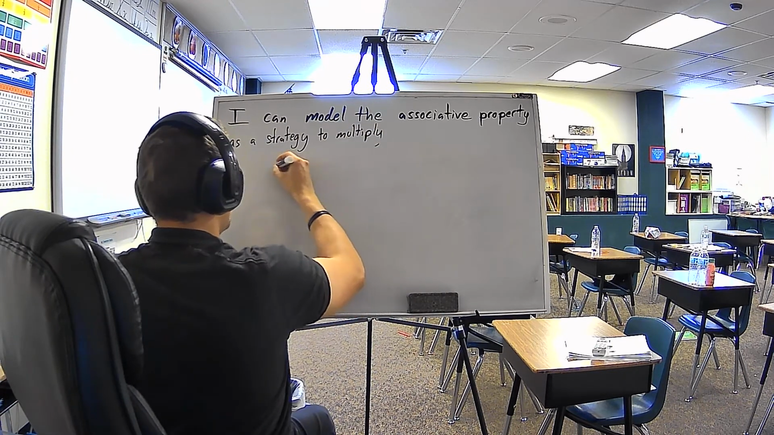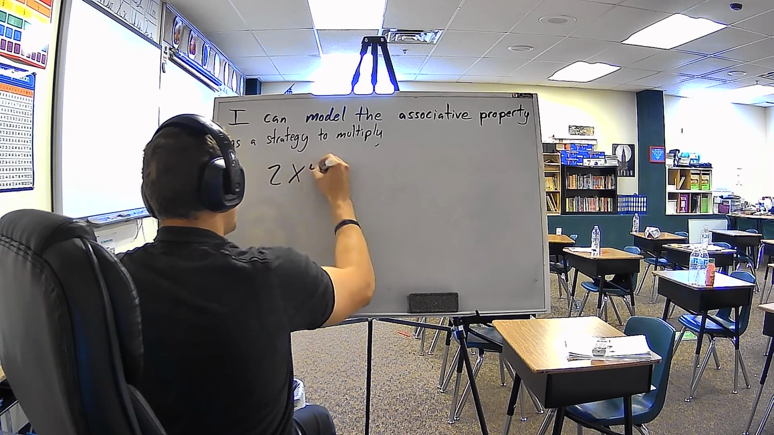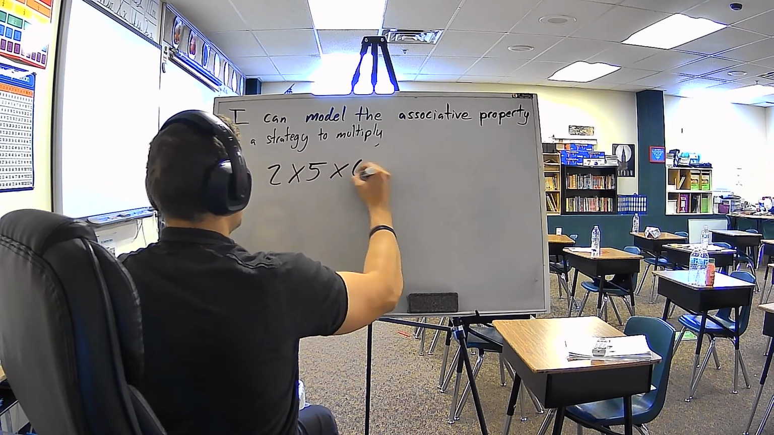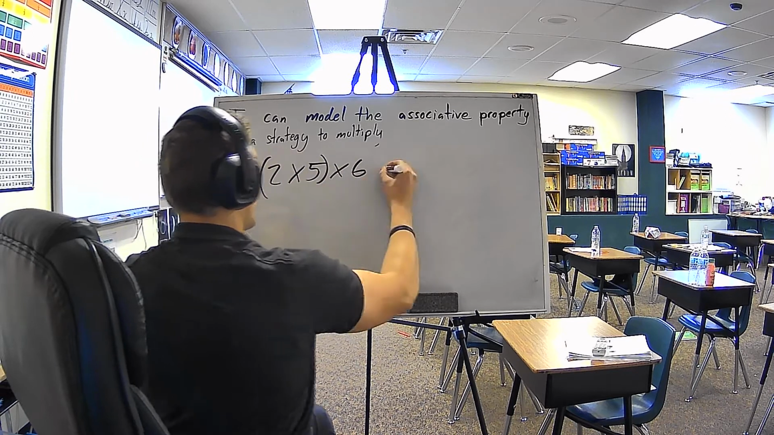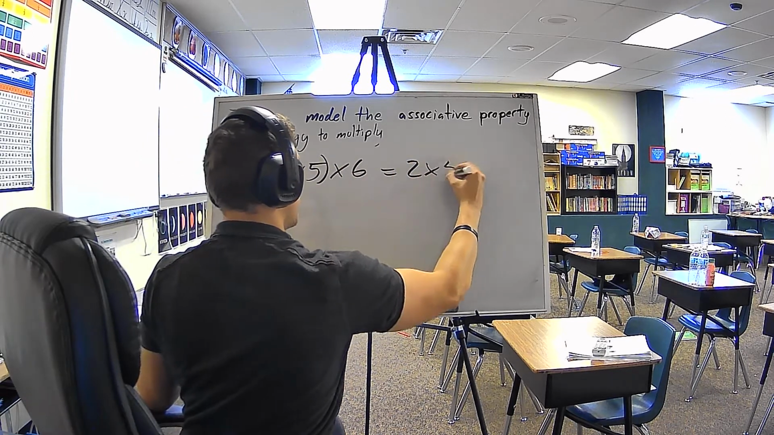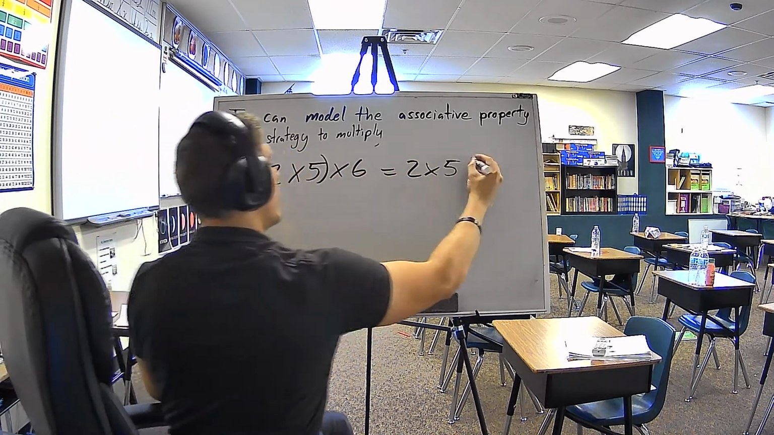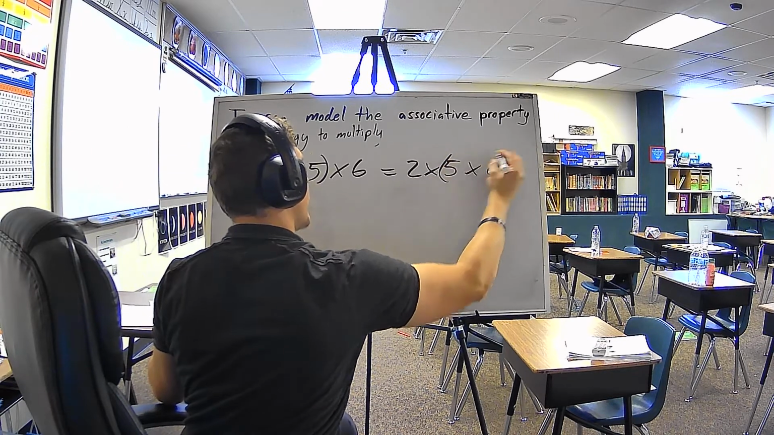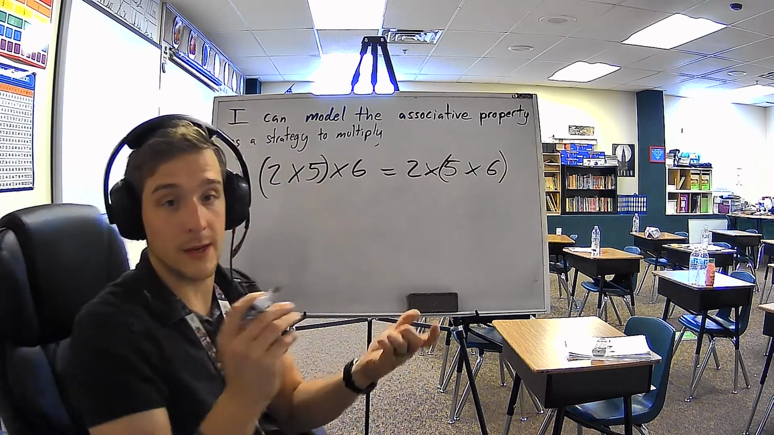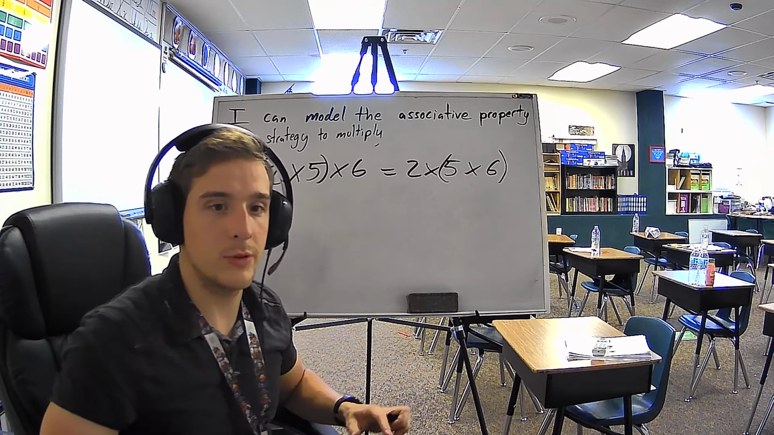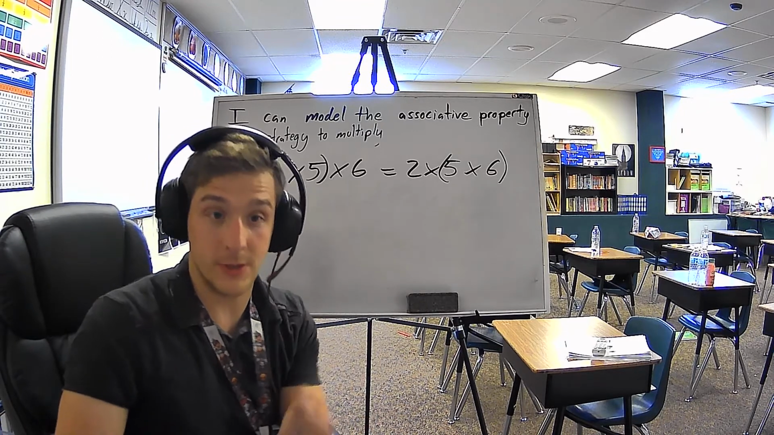I'll do a more complex one. I'll do 2 times 5 times 6. And we're wanting to say that (2 times 5) times 6, with the parentheses around the 2 and the 5, is the same thing as 2 times (5 times 6). Do the same process. We'll do this real quick. And if you want to double check my math, please go ahead and double check.